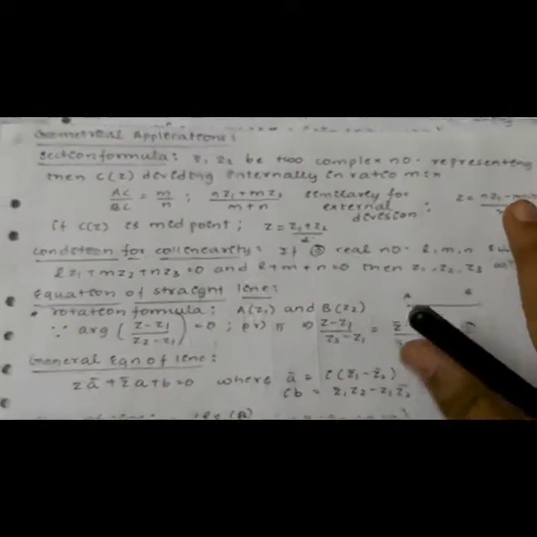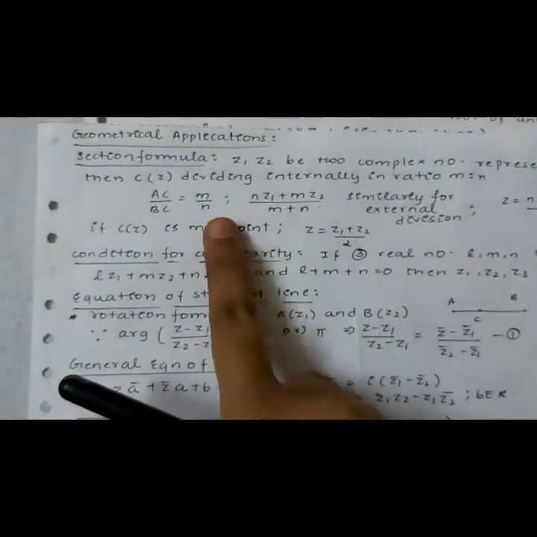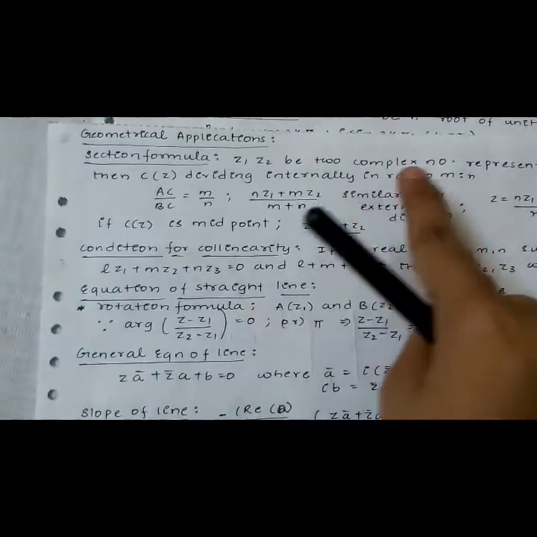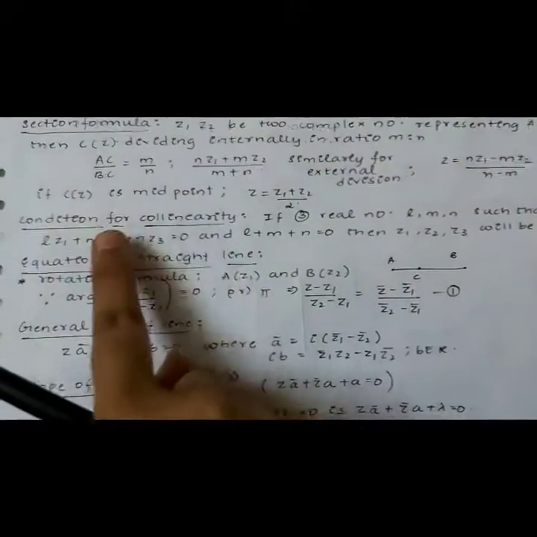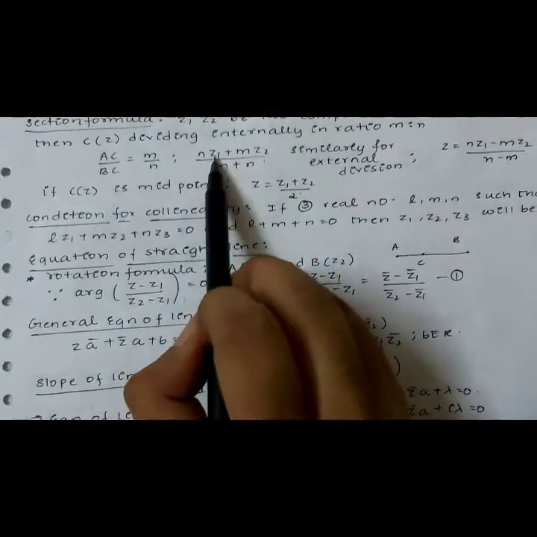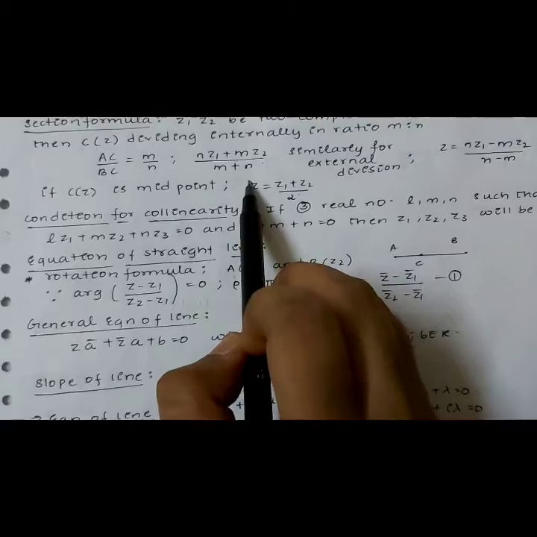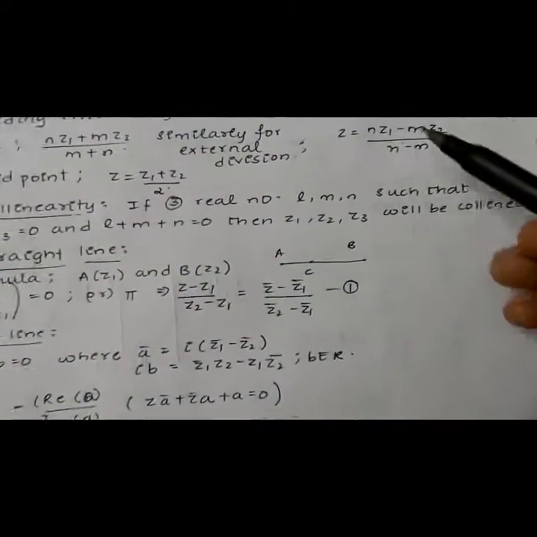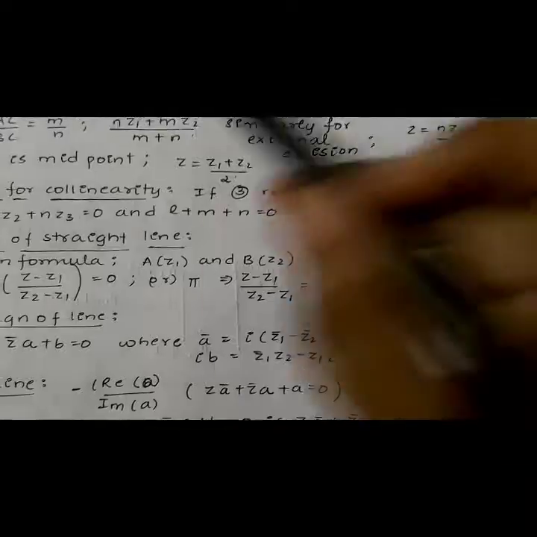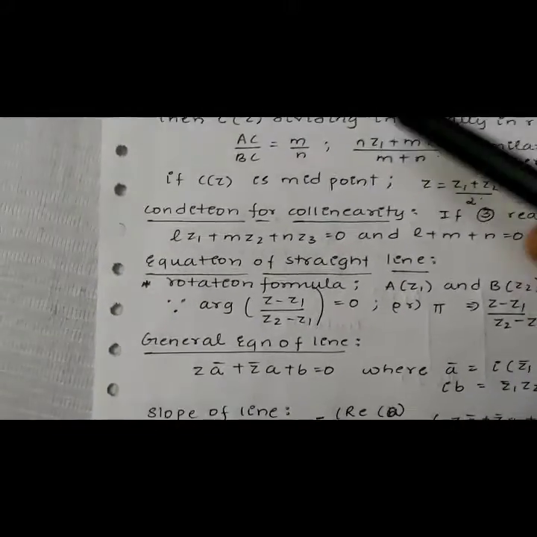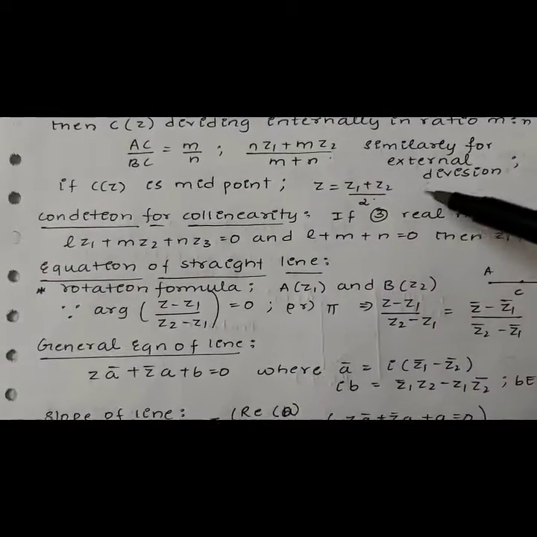Geometrical applications. As you know, the section formula: Z1, Z2 can be two complex numbers representing A and B. Then C(Z) is the point dividing internally in the ratio m is to n. Then AC by BC is m by n. So C divides in the ratio as (n z1 plus m z2) by (m plus n). Similarly, for external division, it is (m z2 minus n z1) by (m minus n). And if C(Z) is a midpoint, then it is (z1 plus z2) by 2.